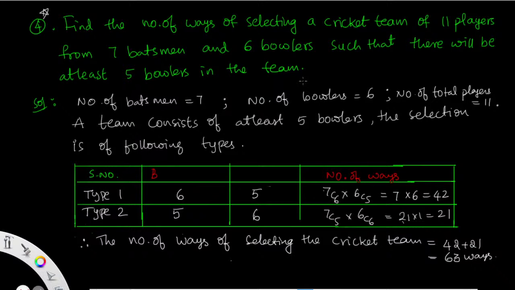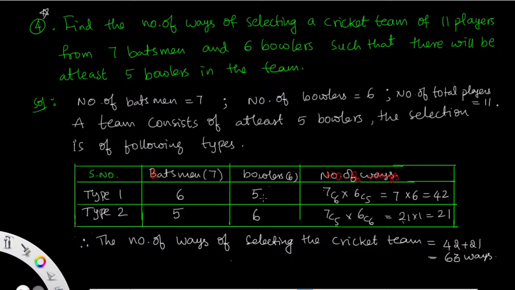The team may contain a total of 11 players. So those are the number of choices we have to write. The number of batsmen here is 7, the number of bowlers is 6, and total players are 11. Now, out of 7 batsmen, first we write batsmen and then bowlers. Bowlers maximum is 6, batsmen maximum is 7. This is the number of selections, the number of ways. So we are getting type 1 and type 2.